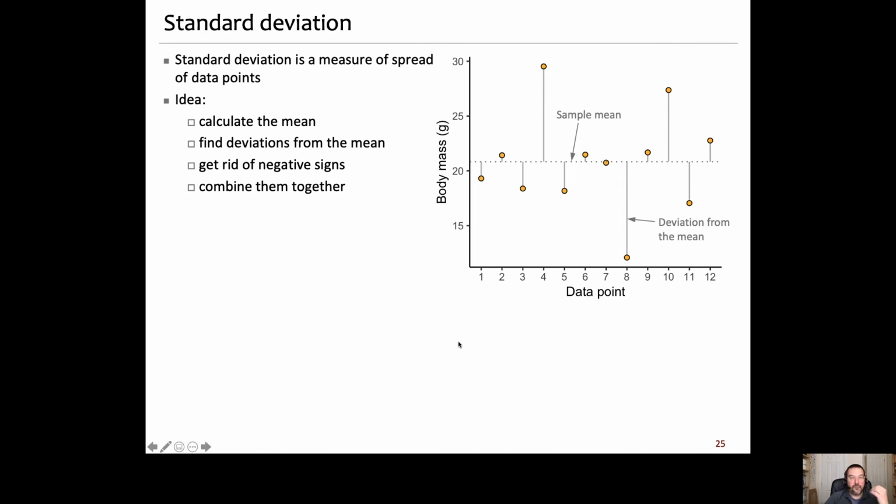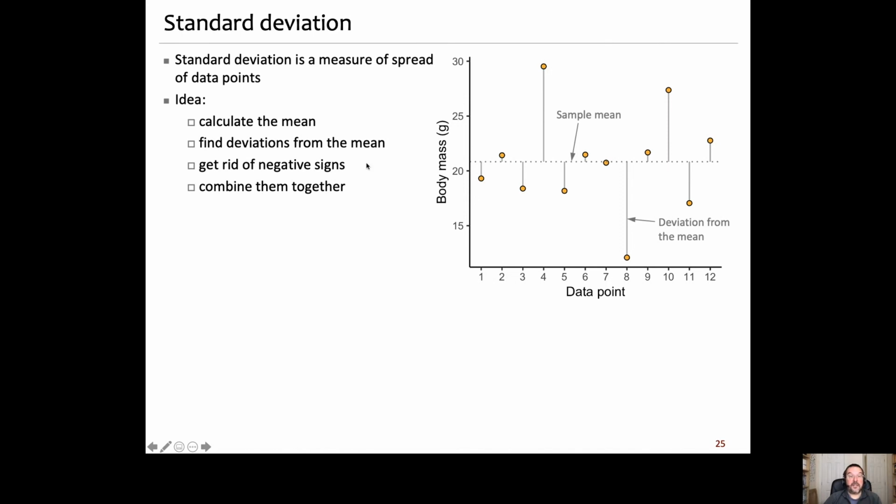And the idea to find the spread, or define somehow the spread of data around the mean, is as follows. First, you calculate the mean. You need to know this. And then you find deviations from the mean, these gray lines. Then you have to get rid of negative signs. If you simply add all these deviations, some of them are positive, some of them are negative, and they will just cancel out and won't tell you about the spread around the mean.